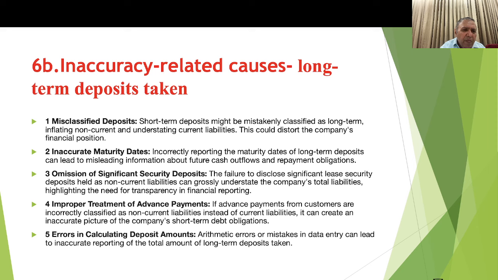Number 4 is improper treatment of advance payments. If the advance payments from the customers are incorrectly classified as non-current liabilities instead of current liabilities, it can create an inaccurate picture of the company's short-term debt obligations. Number 5 is errors in calculating the deposit amounts. Arithmetic errors or mistakes in data entry can lead to inaccurate reporting of the total amount of the long-term deposits taken.